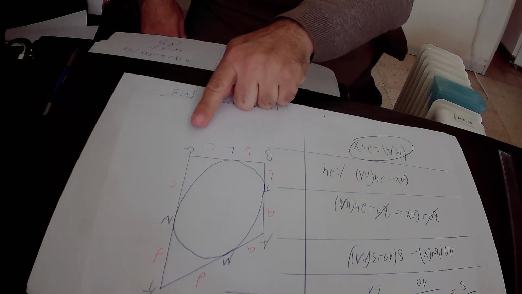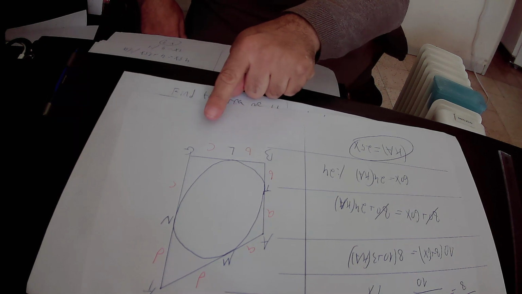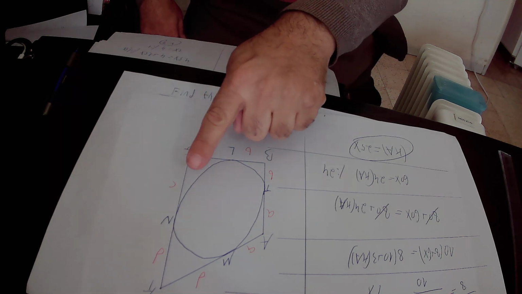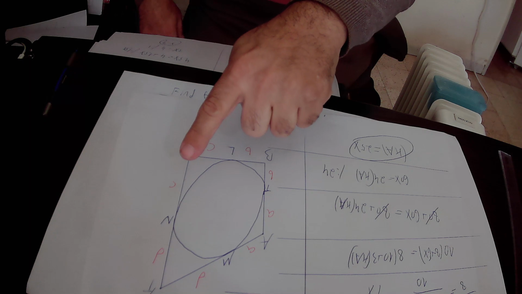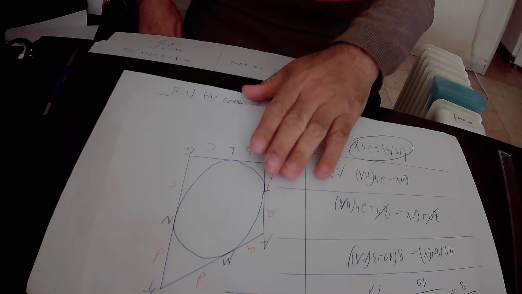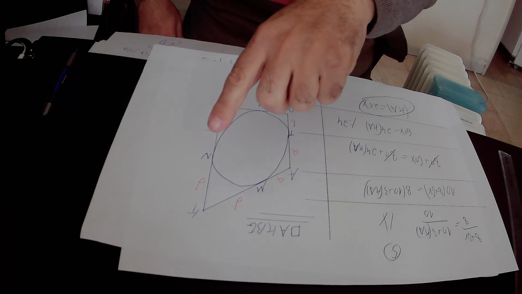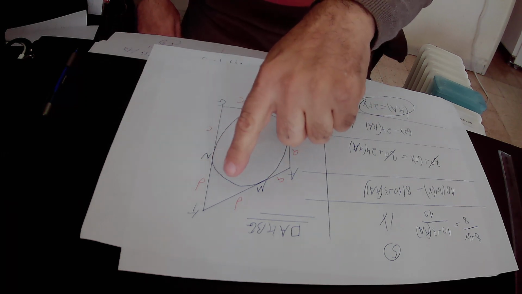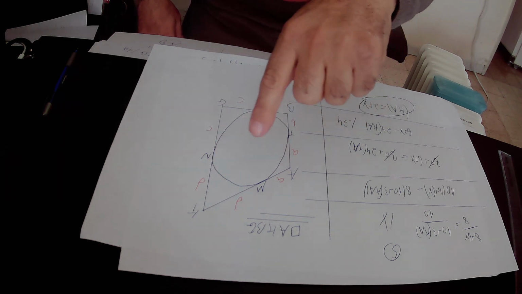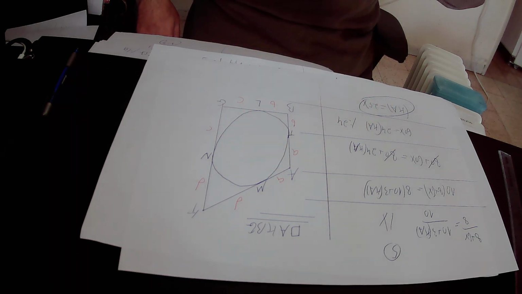Then we focus on the common external point G. From G, we have tangent GL and tangent GN. According to rule number 2, they are equal to each other. That is to say, GL equals GN. So if GL is C, then GN must also be equal to C. And finally, we focus on the common external point K. From K, we have two tangents to this circle, tangent KM and tangent KN. According to rule number 2, they are equal to each other. That is to say, KM equals KN. So if KM is D, then KN must also be equal to D.